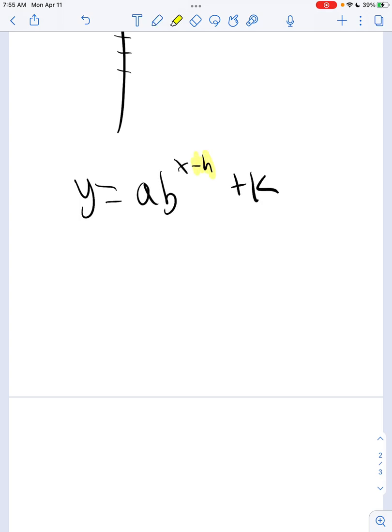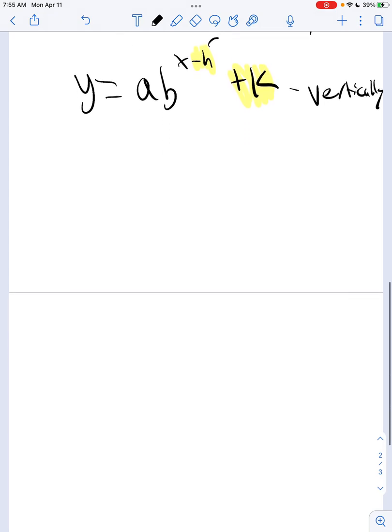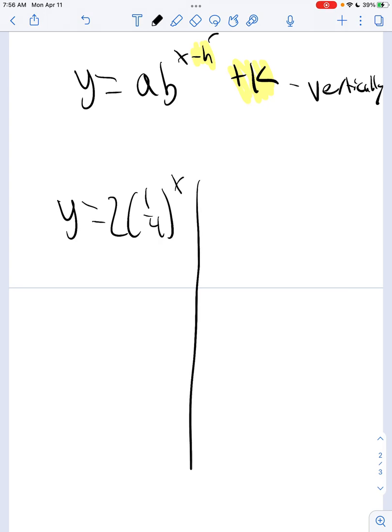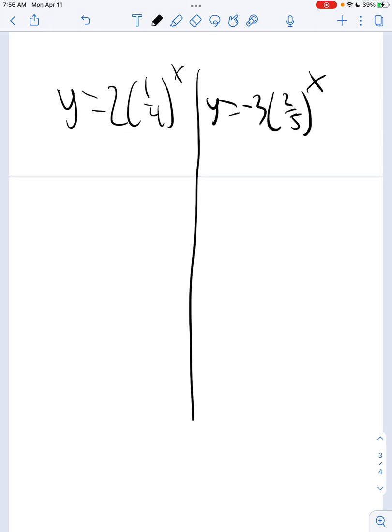If we have this as our base function, again, we've got two things to focus on. This is going to move it horizontally, and this plus or minus will move it vertically. So as I take a look, if I try to graph the function, let's say we want to graph y equals 2 times (1/4)^x. And then we're also going to do y equals -3 times (2/5) to the x.